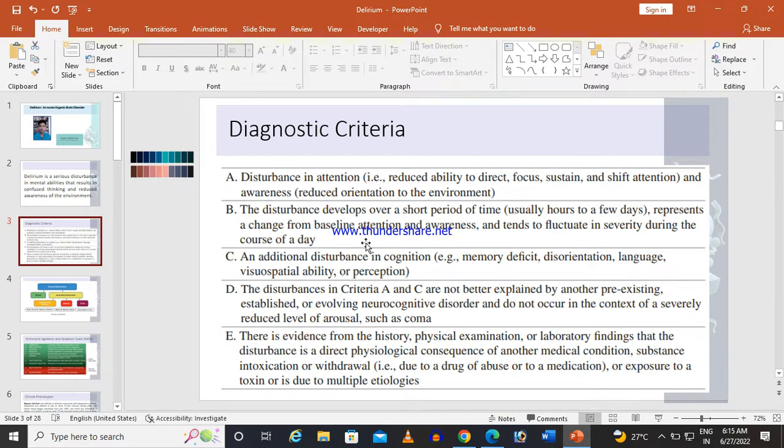A disturbance in attention, that is reduced ability to direct, focus, and sustain. There is a shift of attention and reduced orientation to the environment. So these are the 4 diagnostic criteria elaborated here.